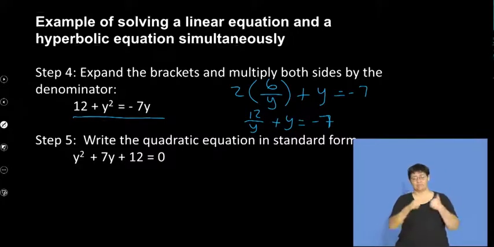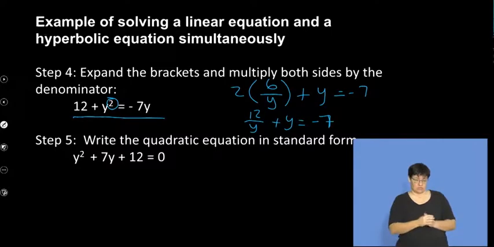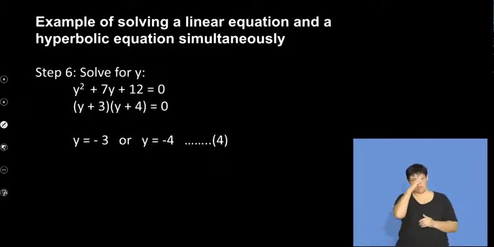Now from there, step 5 will be we write the quadratic equation in standard form, because you can already see that because of that squared, it makes this a quadratic equation. So you write it in standard form where one side is always equal to 0, because that's what standard form means for a quadratic equation. And obviously from here, you just need to solve for y.